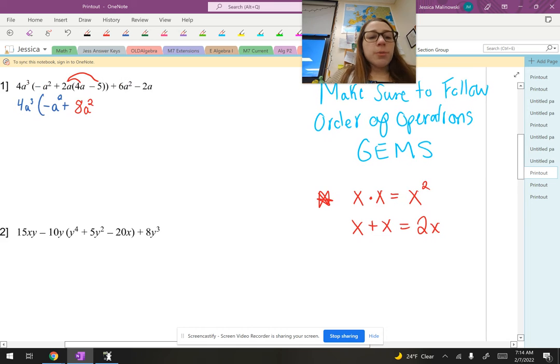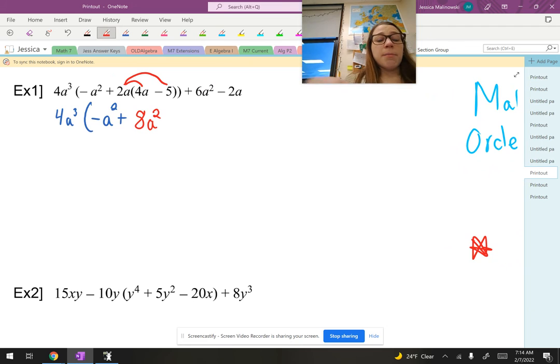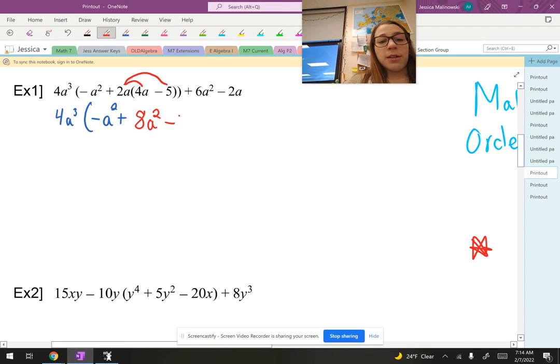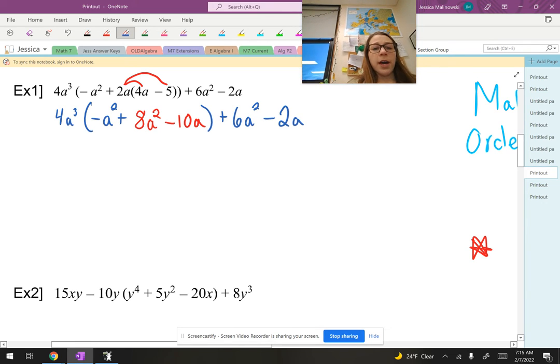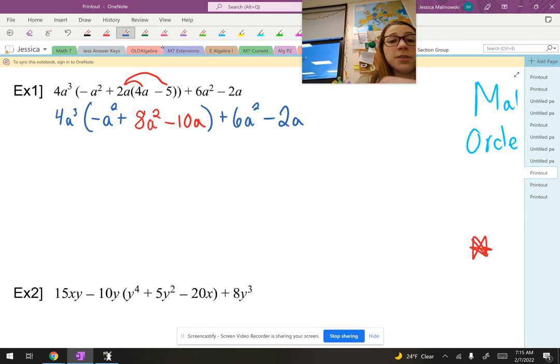Okay, so back to our example. So now we're taking that 2a and we're multiplying it by the negative 5. So 2 times negative 5 is going to be negative 10, and then that a. I'm going to carry down that other parenthesis, the big one, not the inside one, because I got rid of those after I did that distribution. And then my 6a squared minus 2a. Okay, so before I can start combining like terms, I do have some more distribution to do on the outside here, and this one's going to get a little bit more complicated. I need to multiply this 4a cubed by all three of these pieces on the inside of this parenthesis.